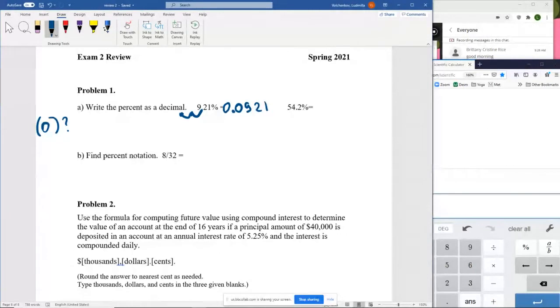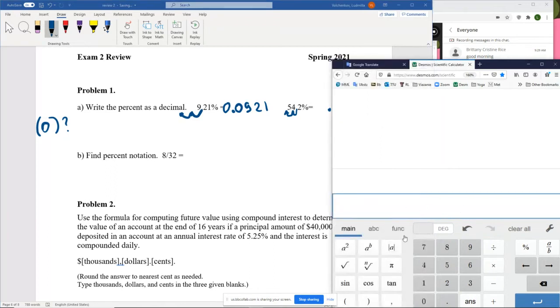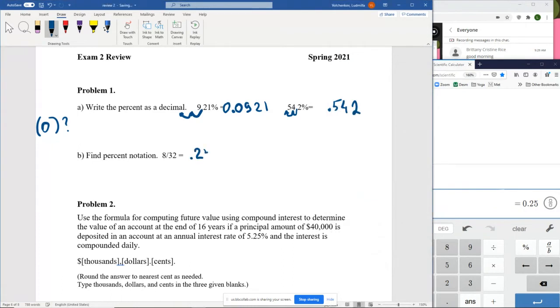Okay, the second example, 54.2%. The same thing: to write it in decimal form, we move the decimal point 2 places to the left and we get 0.542. That's all. Okay, the next is fraction to percent notation. This is a little bit more difficult. We have 8 divided by 32, so we need to divide, and we get it in decimal form, 0.25, but the answer must be given in percent. So we move the decimal point to the right, and it is 25%.